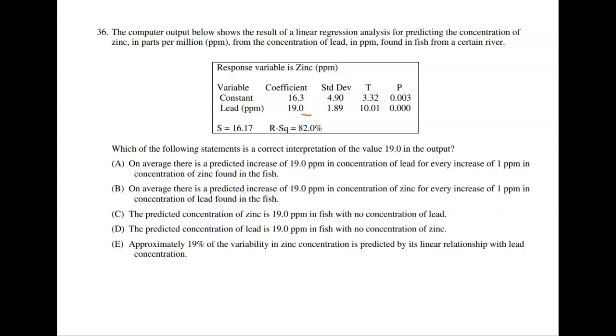So right here is our 19.0. This represents our slope. And so in the context of this problem, we would say that on average, there is a predicted increase, it's an increase because our slope is positive, right? And so it's an increase of 19 parts per million in concentration of zinc for every increase of 1 part per million in concentration of lead found in the fish. And so our answer for this one is going to be B.